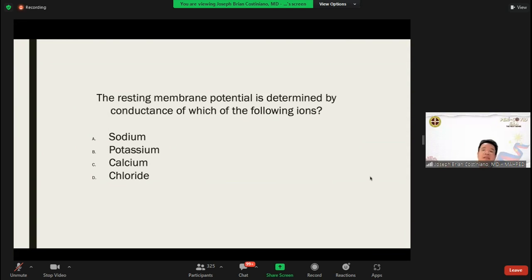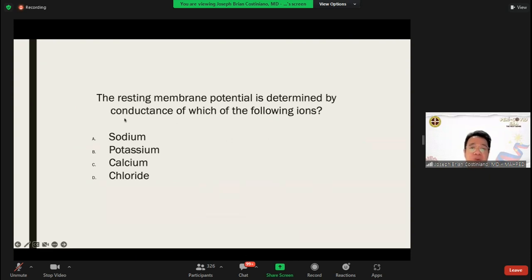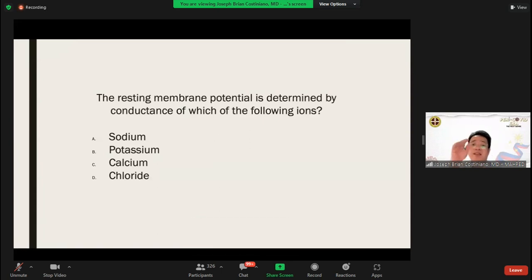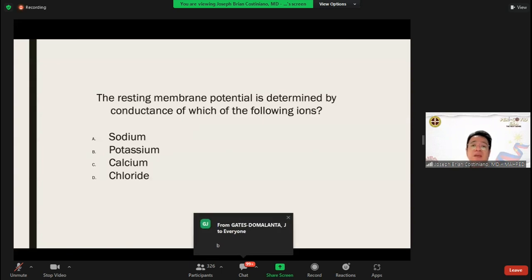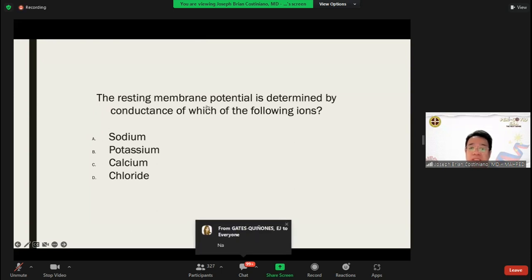So question here is, the resting membrane potential is determined by conductance of which of the following ions? Is it A, sodium? B, potassium? C, calcium? Or D, chloride? Okay. So just take a look at the question. It's not asking about cell activation. Ano ba yung pumapasok na ion na pag pumasok itong ion na ito, it will cause cell activation? That is sodium, right? So X na yung sodium. It's not sodium.